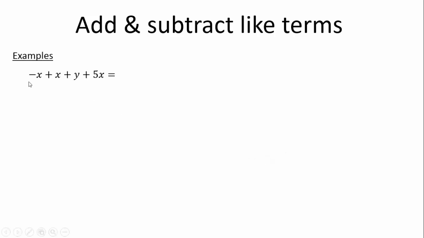Let's have a look at some more examples. Minus x plus y plus 5x. Minus x plus x, that's simply going to equal 0. So we can cross those out. Minus a number plus a number, they're like terms, you can minus plus. So this is going to simply equal 5x plus y, or y plus 5x. They're both the same. But like I say, it is good practice to put it in alphabetical order as well.